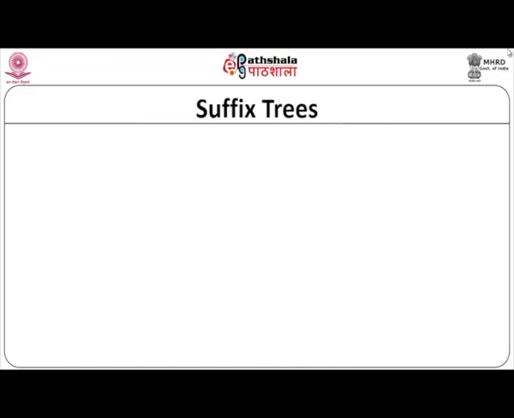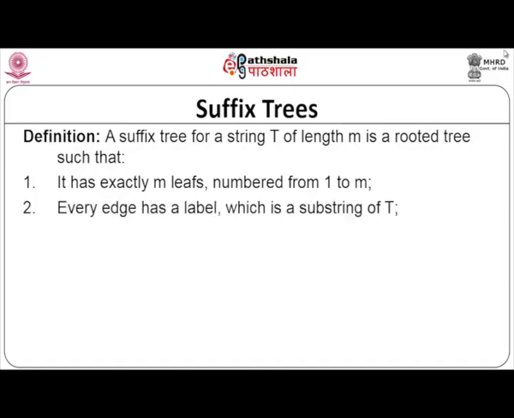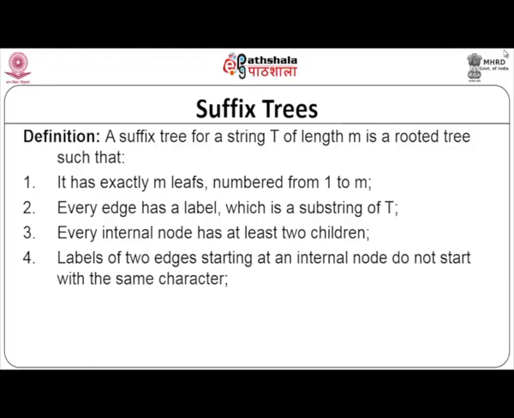The next type of trie is what is called a suffix tree. Here, a suffix tree for a string T of length m is a rooted tree such that it has exactly m leaves numbered 1 to m. Okay, that is the string's length. Here, for all types of tries we are talking about the string length. Every edge has a label which is a substring of T, and every internal node has at least 2 children. Labels of 2 edges starting at an internal node do not start with the same character.